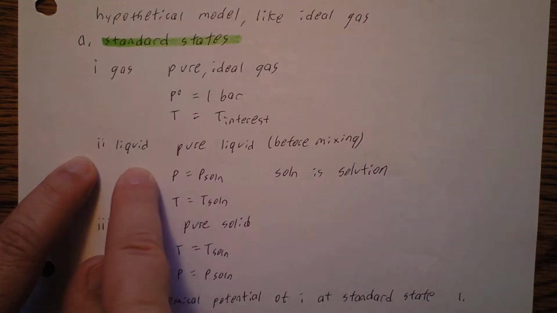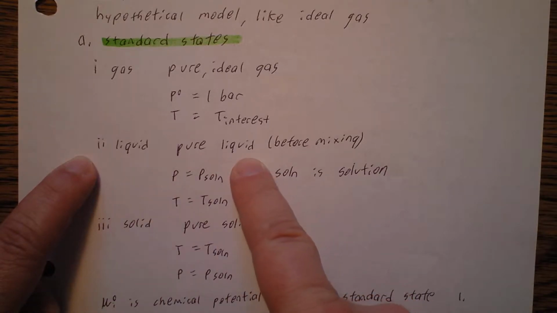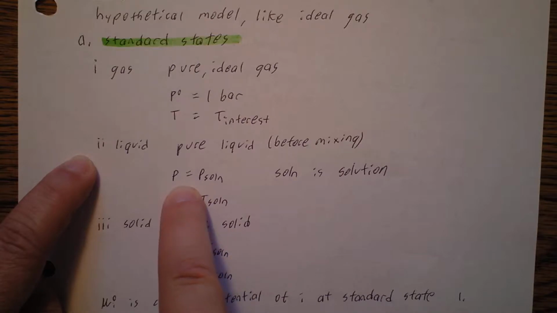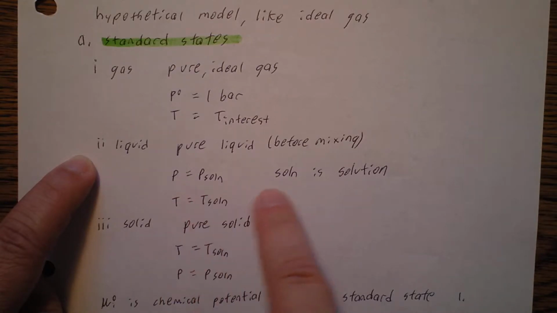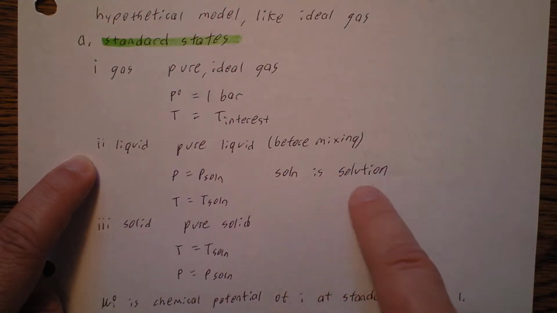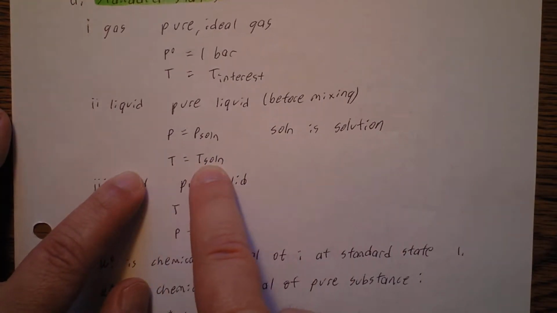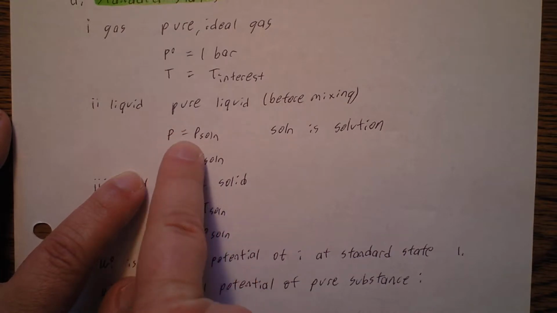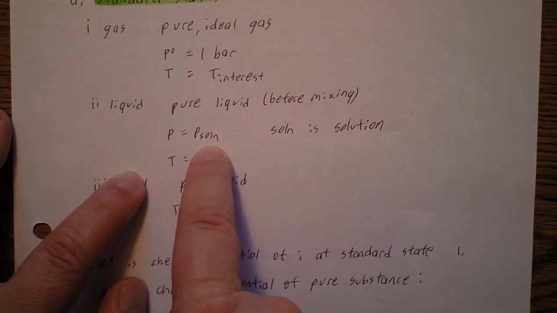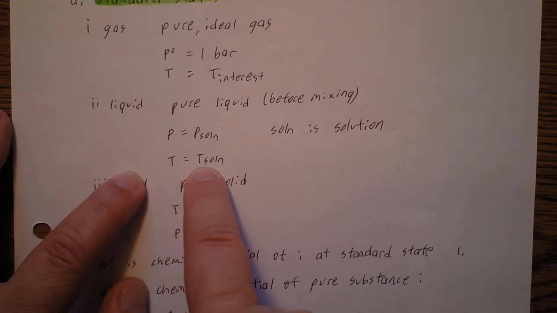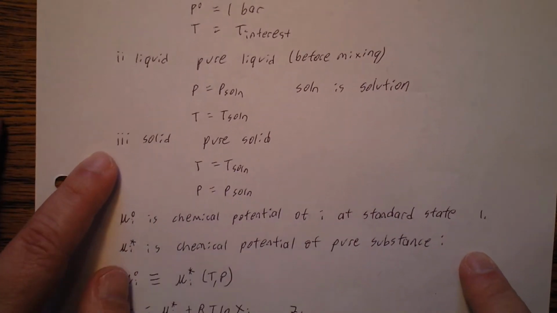Now likewise for liquid solutions, the standard state is the pure liquid, that is before it's mixed, obviously. The pressure is the pressure of the solution. SOLN is the abbreviation we're going to use for solution for now. And then the temperature, of course, is the temperature of the solution. So notice capital P subscript SOLN, that's the pressure of the solution, and then capital T subscript SOLN for the temperature of the solution.